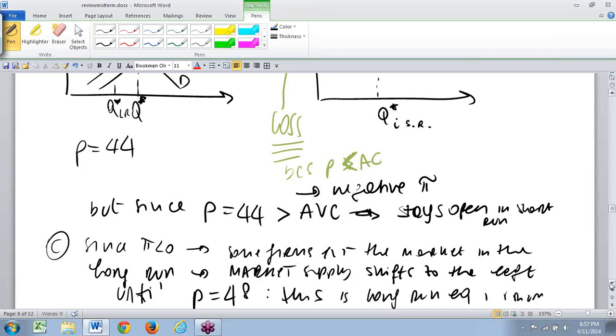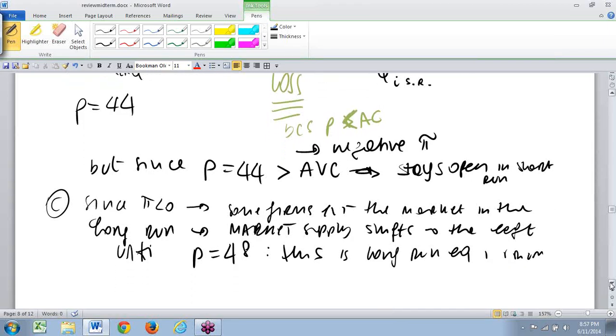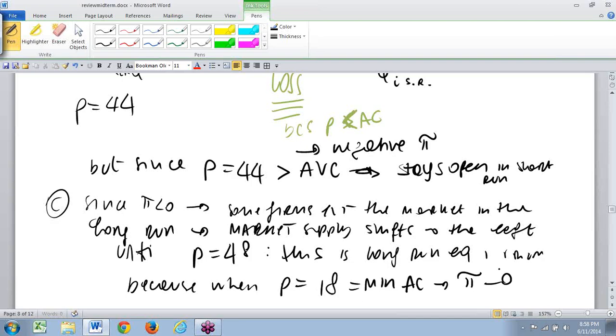Why is this the long run equilibrium? Because at the price of 48, the profits are 0. Okay? Questions on this?